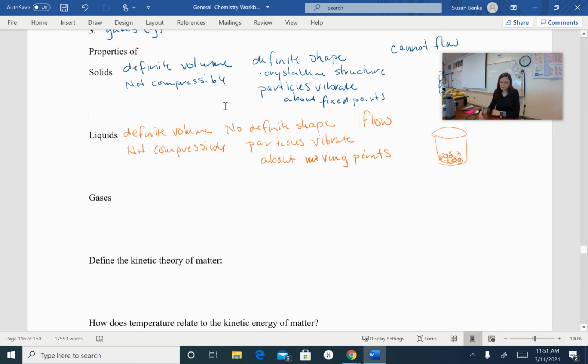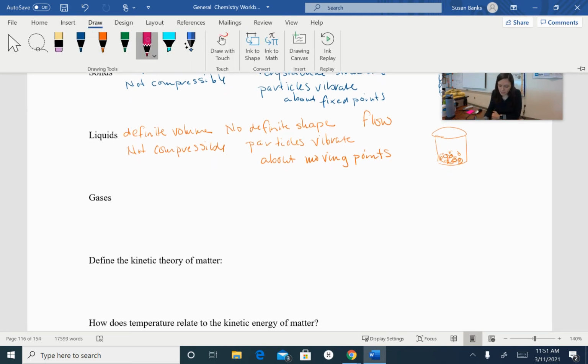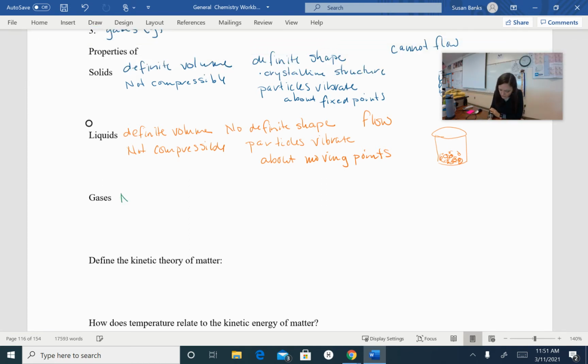Now gases. Gases, actually, I want a pen. Gases. There is no definite volume. Gases will expand to fill up their entire container. So there's no definite volume.